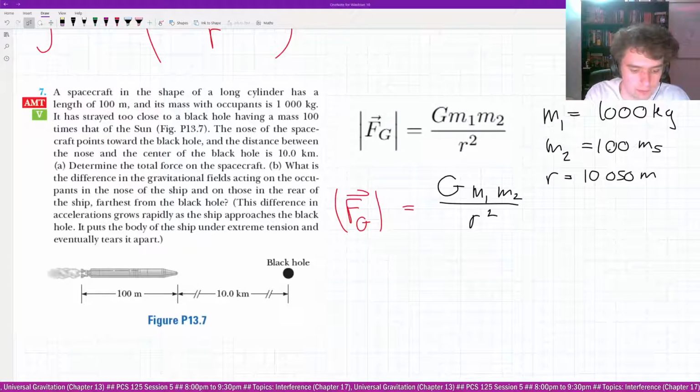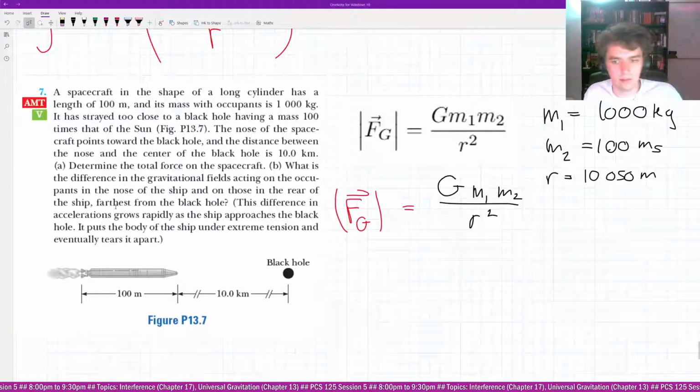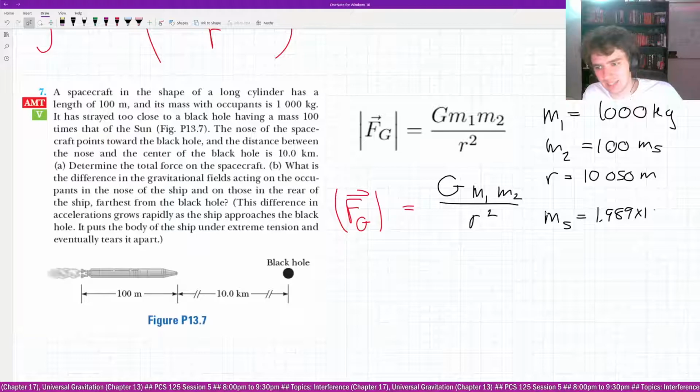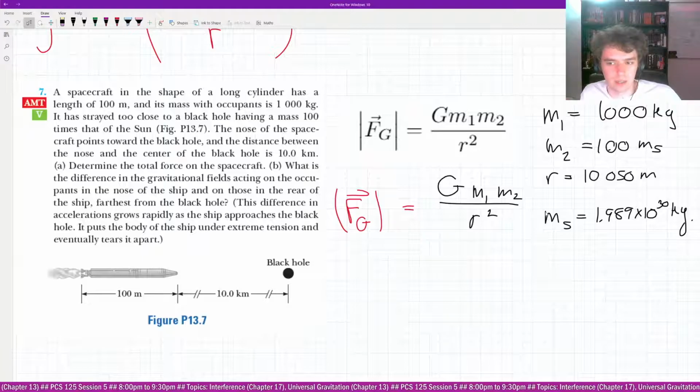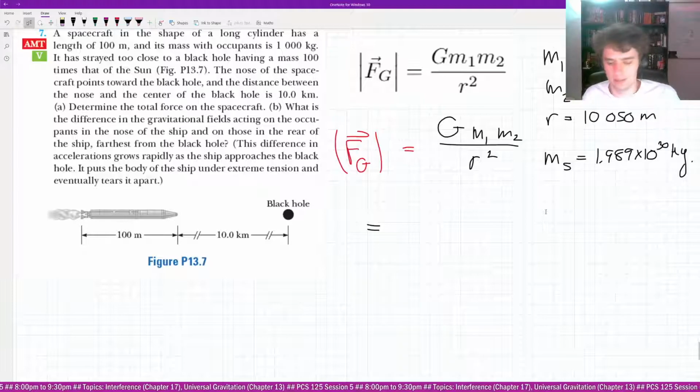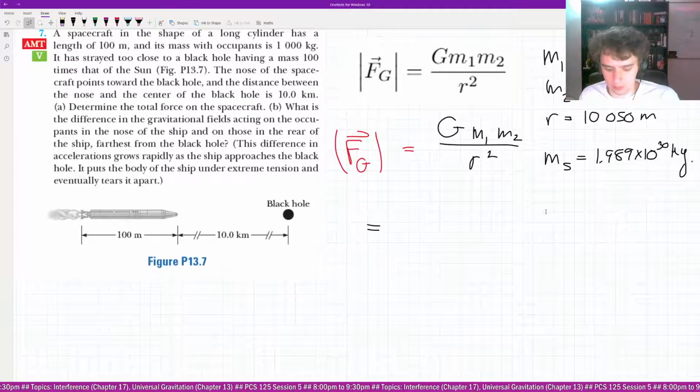So mass of the sun. 1.989 times 10 to the 30. Thank you. Is it the same number that I'm about to read right here? 1.989 times 10 to the 30? Yep. Okay, good. So that's the mass of the sun. So the second mass is 100 times that. Okay, so just plug this in, and I get 6.67 times 10 to the negative 11 times 1,000 times 100 times.